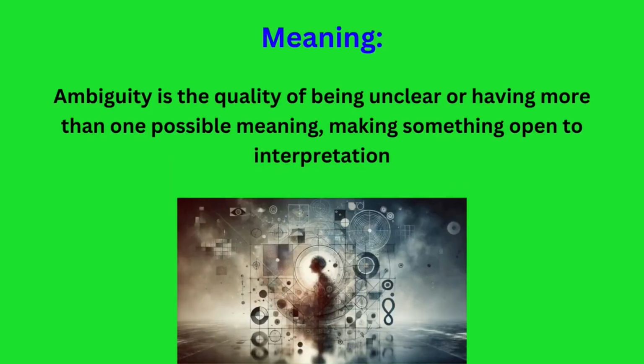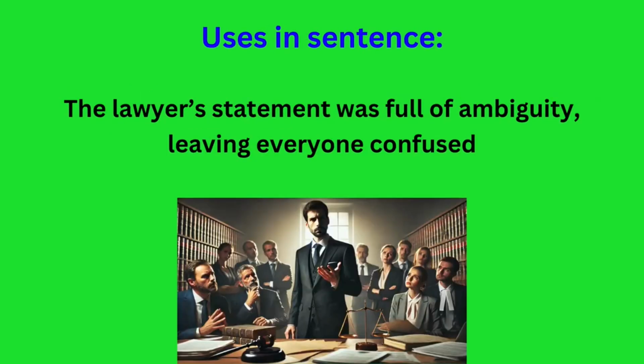Ambiguity. Now repeat after me. Ambiguity. Meaning: ambiguity is the quality of being unclear or having more than one possible meaning, making something open to interpretation. In a sentence: the lawyer's statement was full of ambiguity, leaving everyone confused. Here, ambiguity refers to the unclear nature of the statement.